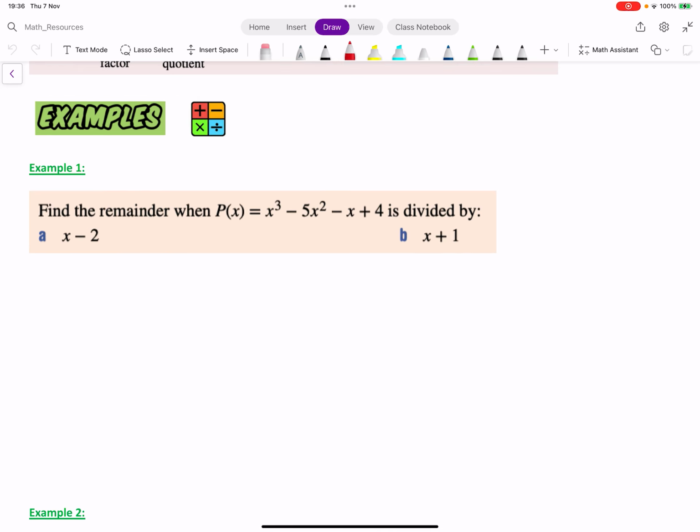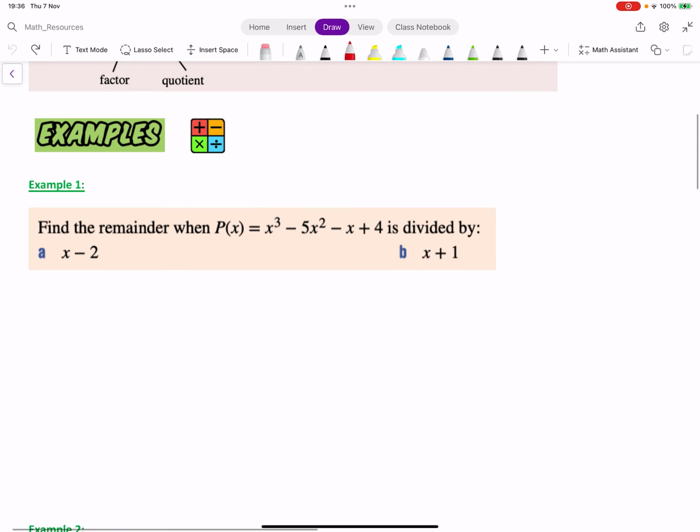So example 1 says find the remainder when p of x is equal to x cubed minus 5x squared minus x plus 4 is divided by that. So we're going to substitute the opposite of what you think. We're not substituting in minus 2. We're going to find p of 2. And that is 2 cubed minus 5 times 2 squared minus 2 plus 4. Type that in. 2 cubed minus 5 times 2 squared is 4 minus 2 plus 4. We get minus 10. So the remainder is minus 10.